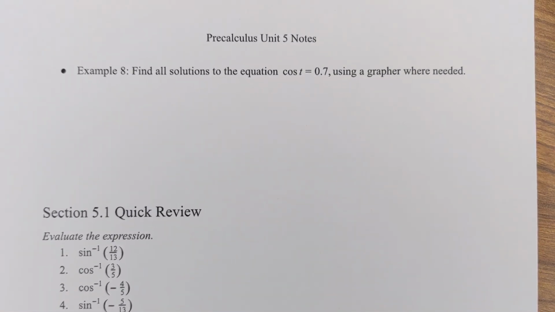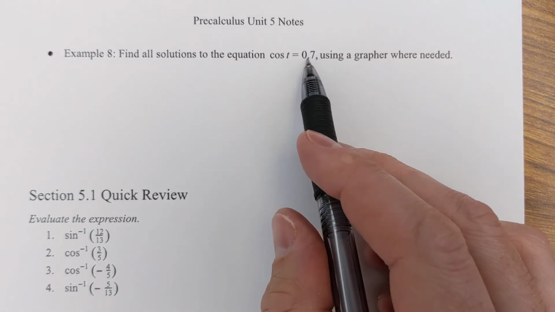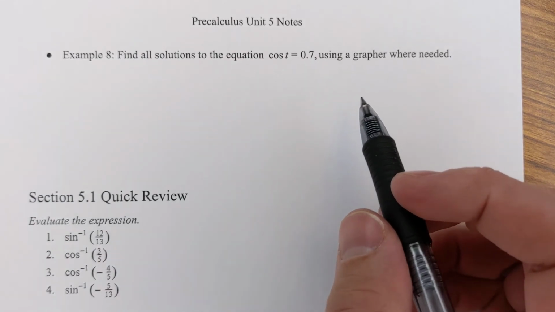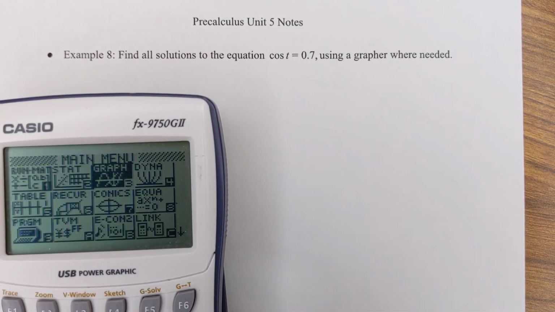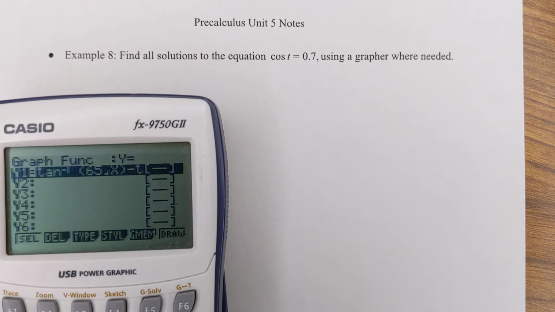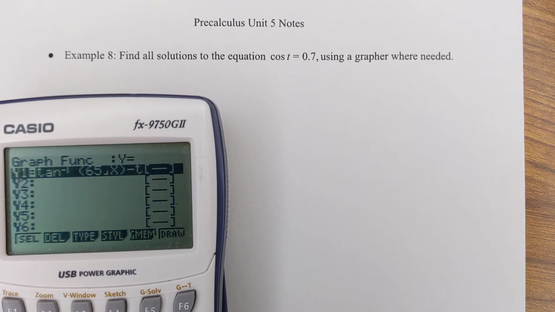Find all solutions to the equation cosine t equals 0.7 using a graph where needed. So this is not a useful trig identity, so I'm going to have to look at the graph. When you graph trig functions, you need to make sure you are in radian mode. So that's what I was just checking there. So we don't need this equation.